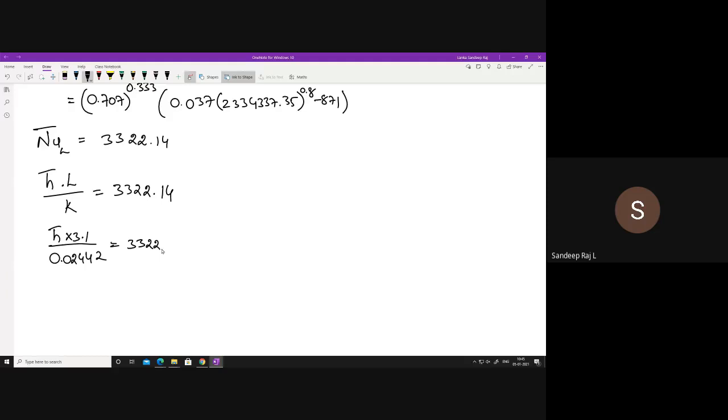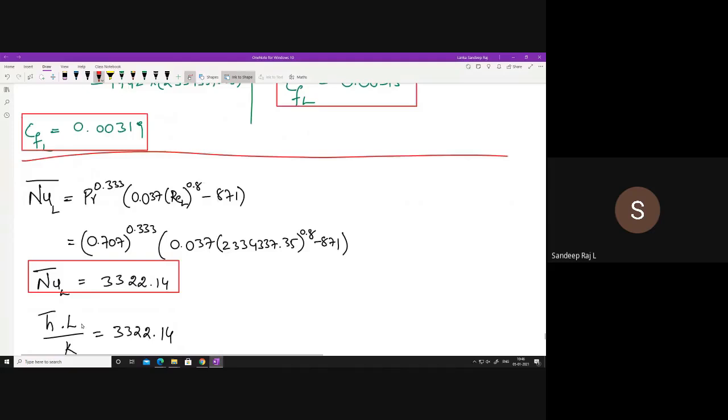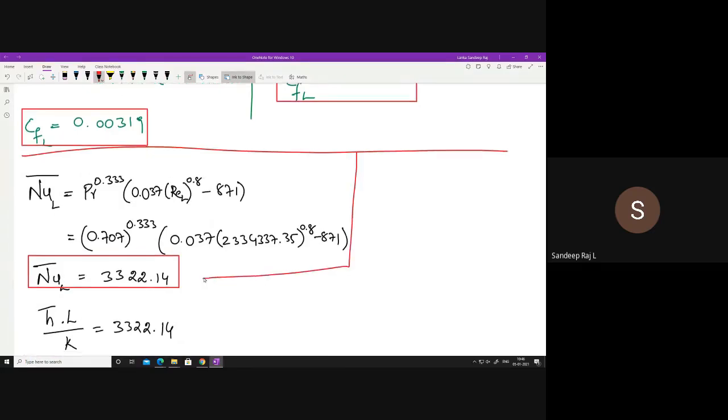Double three double 2.14. H bar is equal to 26.17. So this Nu bar and H bar you got in the case of the laminar-turbulent combination. Now let us do it if it is fully turbulent.